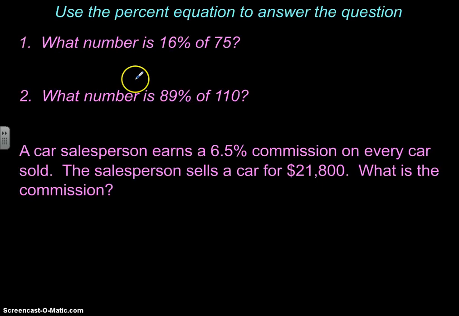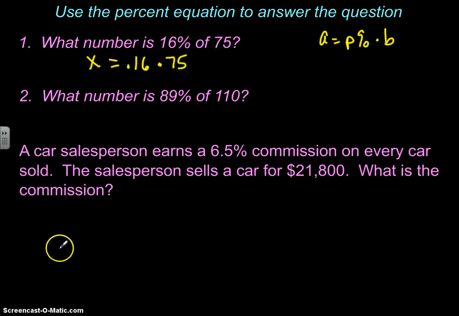Okay, so if we're looking at the next page, we're going to use the percent equation to answer these questions. Again, remember A equals P percent times B is the equation. But let's just look at this, even if we totally forget this. What number? Well, that's an X. Is an equal sign. 16%, we're going to change that to a number, a decimal, 0.16. Of is times 75. Okay, so all we need to do is multiply these two numbers together.